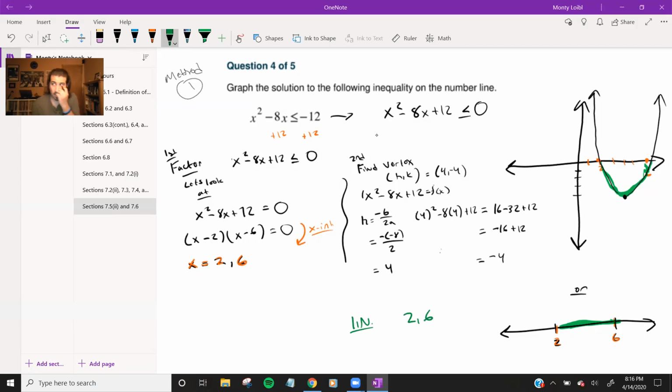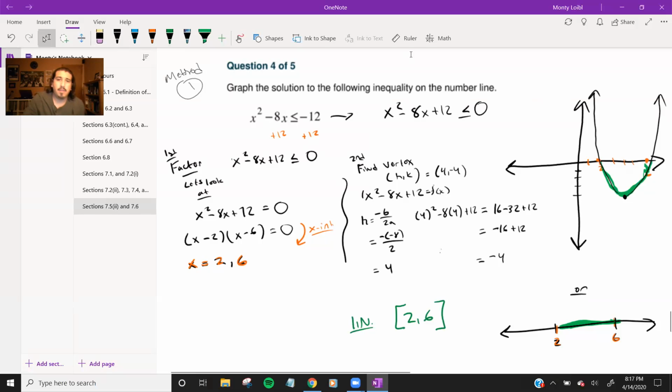Now in the chat, help me out. Do we include the endpoints or not? What do we think? Or if you're watching pre-recorded, pause. Do we include the endpoints? We do, because it's less than or equal to. So it's 2 to 6, inclusive, is your solution.